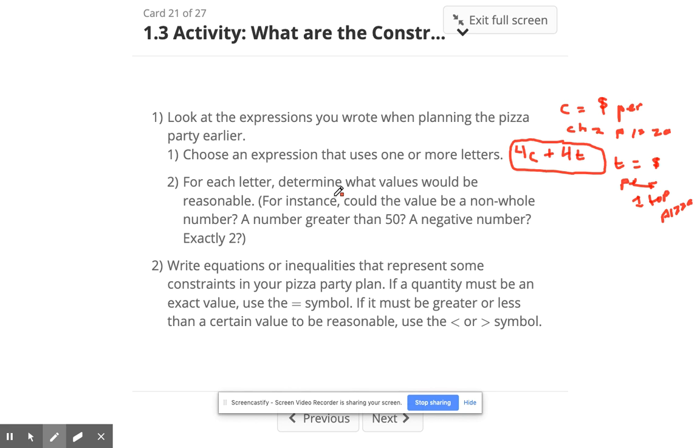Now, for each letter, determine what value would be reasonable. For instance, could the value be a non-whole number? Could a number greater than 50 be an answer? Could we have a negative number? Here we're talking about c, the cost per cheese pizza. Could it be a non-whole number? Yes, it could be like $4.50, which is not a whole number. Could it be greater than 50? Technically it could, but a business would not be in business charging $50 per pizza. That's got to be one heck of a pizza. So that's probably not reasonable.